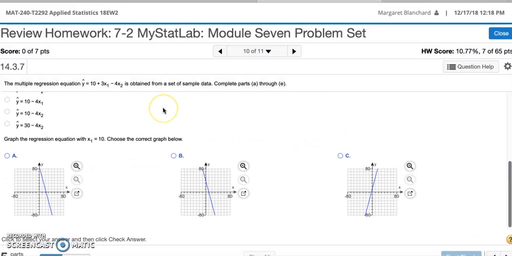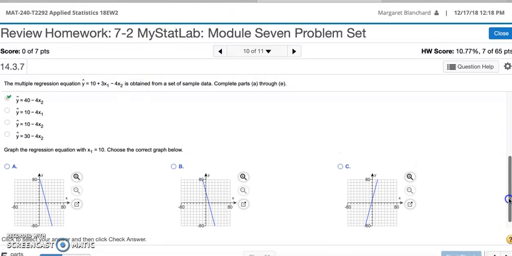All right, so now we're going to be looking at the graph. Assuming that x1 is equal to 10, we're looking at that equation from the previous problem, 40 minus 4x2. So that means that our x-axis is x2 and our y-axis is y. Now, one thing that we know is that when we have a negative slope, our line is going to be traveling this way. As you see here, as x increases, y decreases. When we have a positive slope, as x increases, y increases.